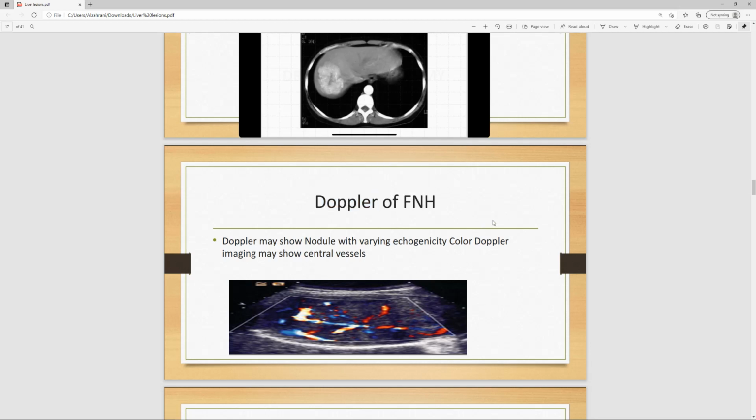Doppler ultrasound. In Doppler ultrasound, you will see lots of central vessels. You can see here central vessels. This is another feature or another diagnostic modality for focal nodular hyperplasia.